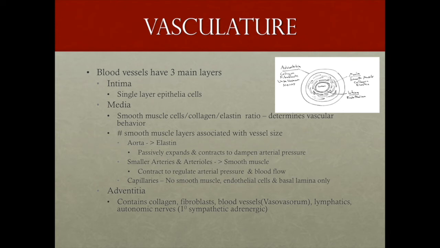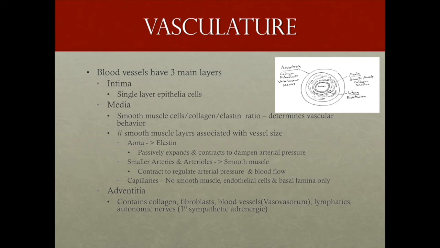The media consists of smooth muscle cells, collagen, and elastin in a ratio that determines their vascular behavior. The number of smooth muscle layers is associated with vessel size. The aorta has the greatest proportion of elastin. This allows it to passively expand and contract and to dampen arterial pressure. The smaller arteries and arterioles have the greatest amounts of smooth muscle, and this allows them to contract and regulate arterial pressure and blood flow. The capillaries themselves do not have any smooth muscle and consist only of endothelial cells and a basal lamina.